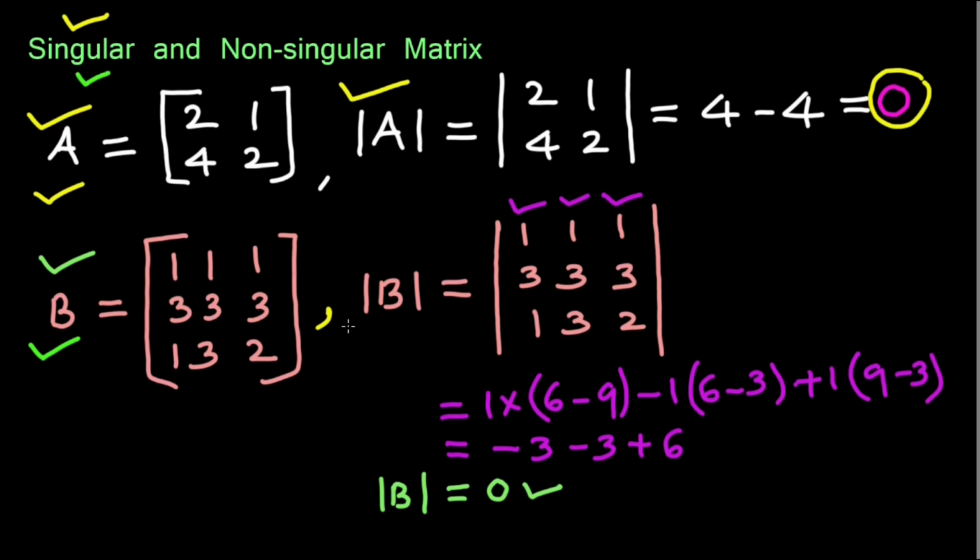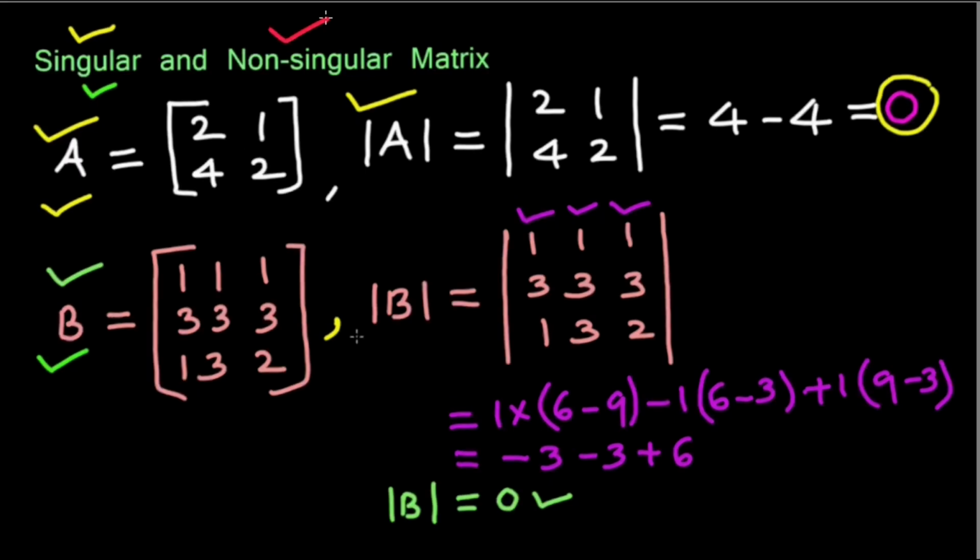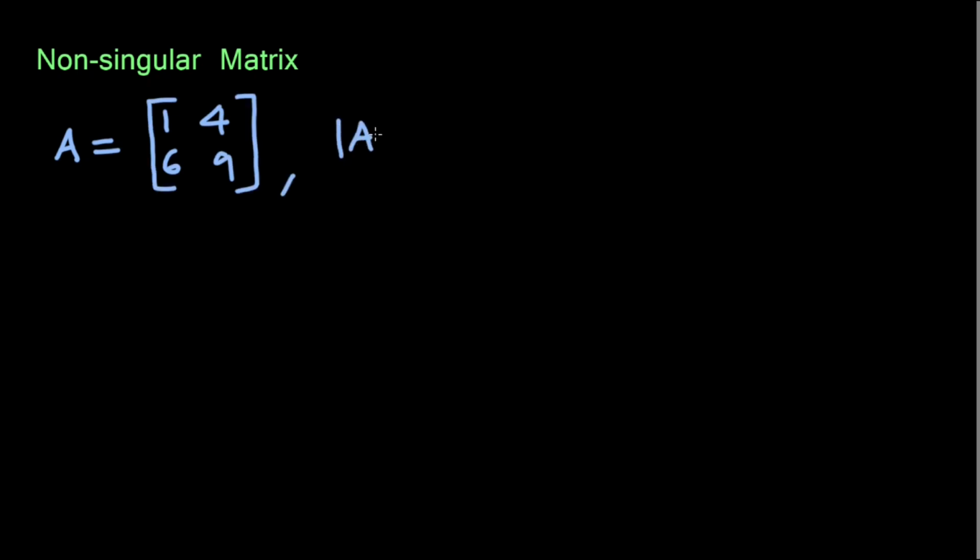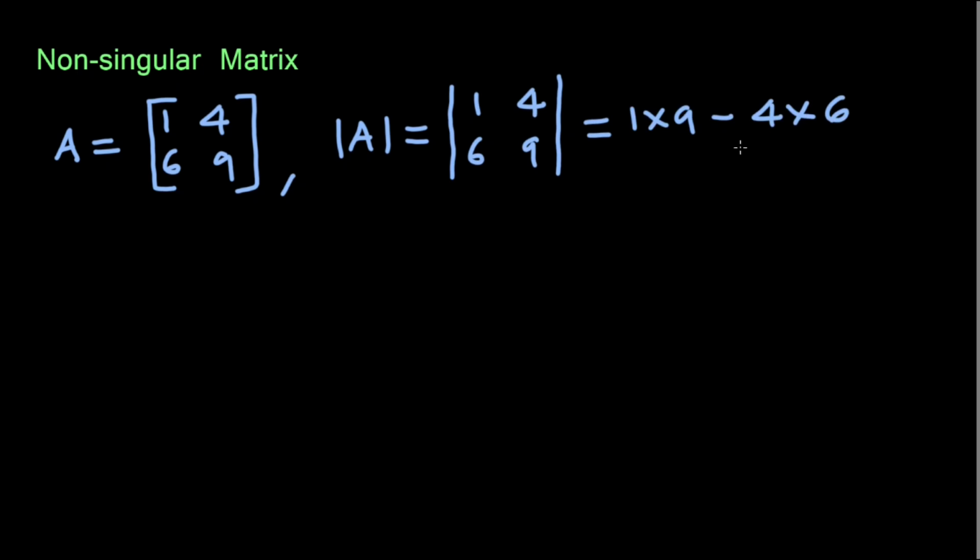If the value of the determinant of a matrix is not 0, then that matrix is called a non-singular matrix. Let us see how to check a matrix to be a non-singular matrix. Consider a matrix A, which is [1 4; 6 9]. Its determinant will be |1 4; 6 9|. Its value will be 1 multiplied by 9 minus 4 multiplied by 6, which is 9 minus 24, which is minus 15. And since this value is not equal to 0, we can say that matrix A is a non-singular matrix.